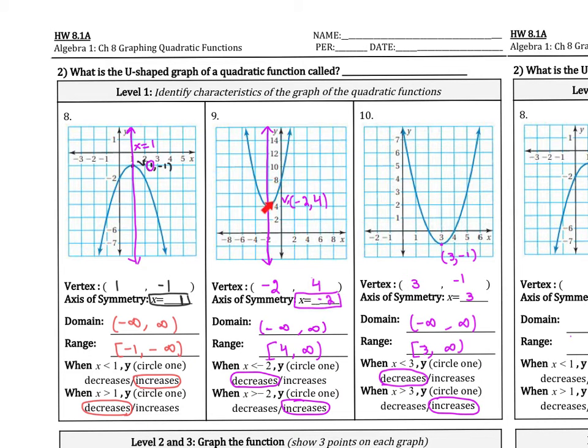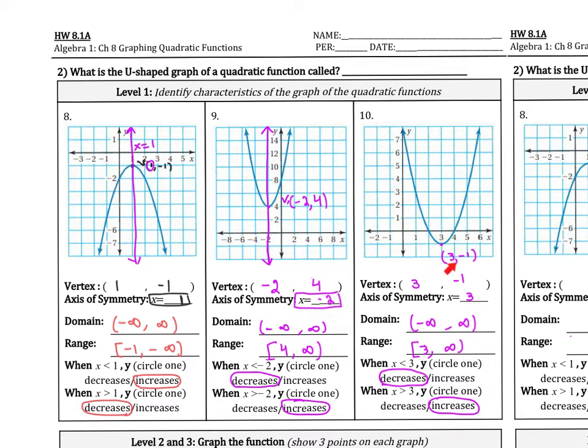The height of the graph, or the range, is going to start from 4 and is going up and up and up. So from 4 to infinity is the range. Domain is always negative infinity to positive infinity. It means it takes all the values of x on the right side and left side.